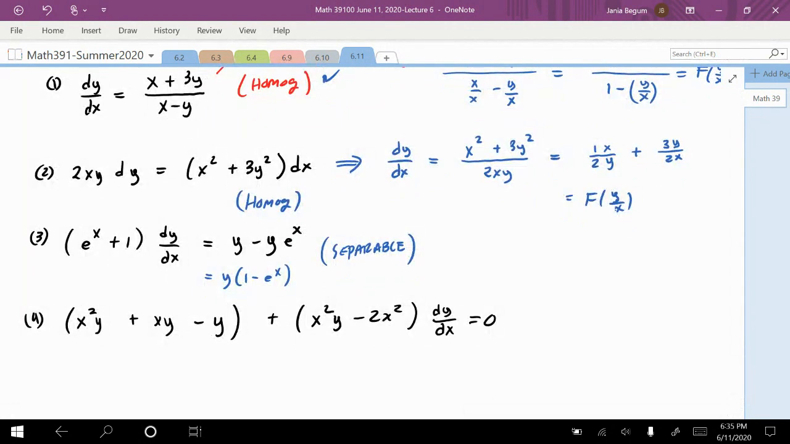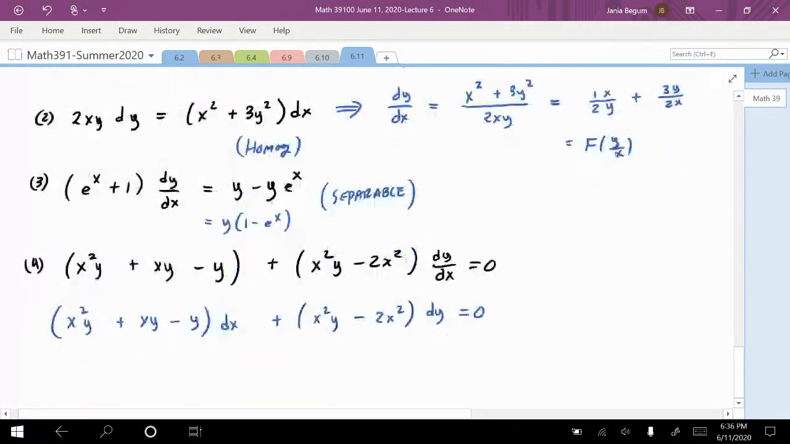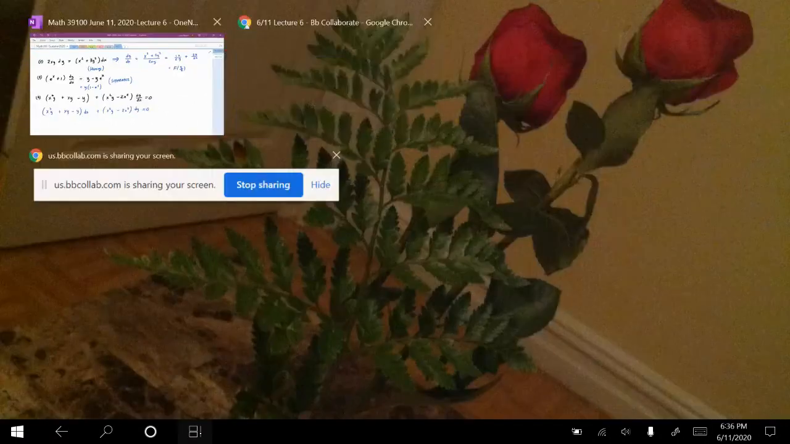Now, what about number 4? So number 4, I'm going to rewrite it so that it looks a little better. Multiply both sides by dx. So you have (x squared y plus xy minus y) dx plus (x squared y minus 2x squared) dy equals 0. Okay, so now it looks like in the form of an exact equation, but we have to check if it is.